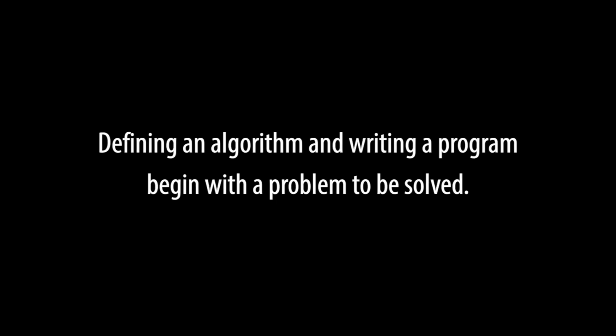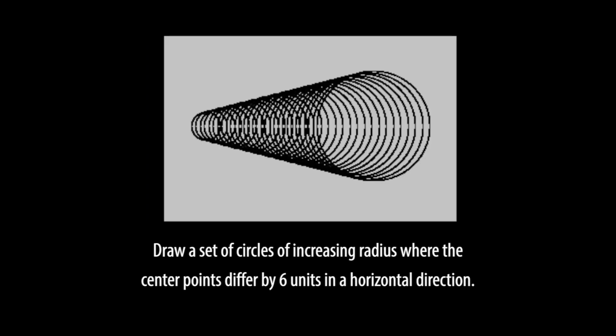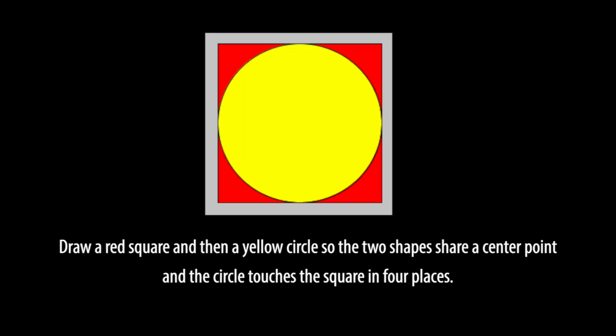Defining an algorithm and writing a program begin with the problem to be solved. For example, drawing a set of lines emanating from a single point that are 2 degrees apart and where each line is a small amount longer than the previous one. Or drawing a set of circles of increasing radius where the center points differ by 6 units in a horizontal direction. Or drawing a red square and then a yellow circle so that the 2 shapes share a center point and the circle touches the square in 4 places.